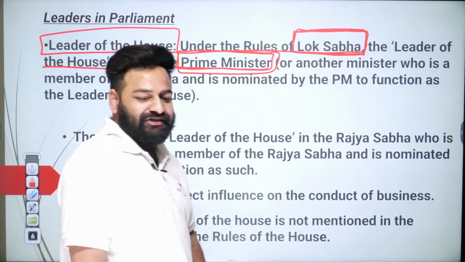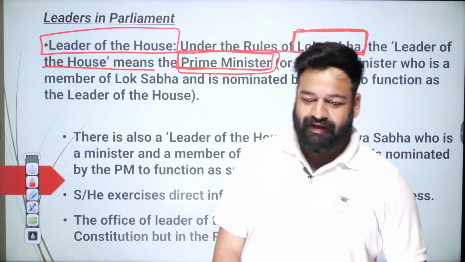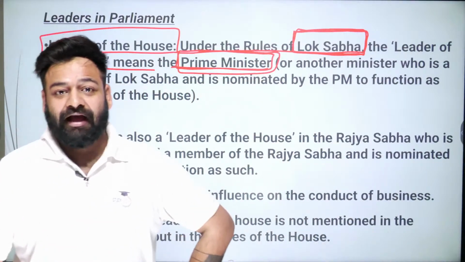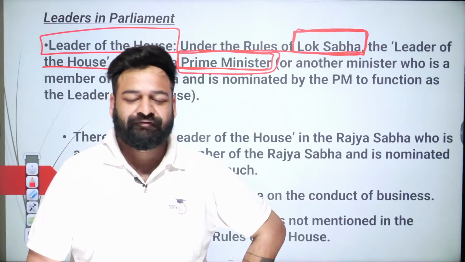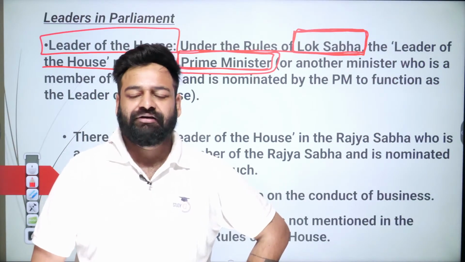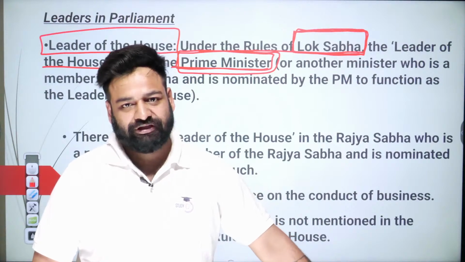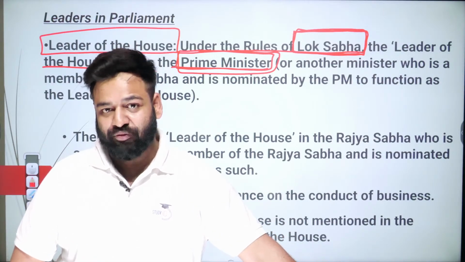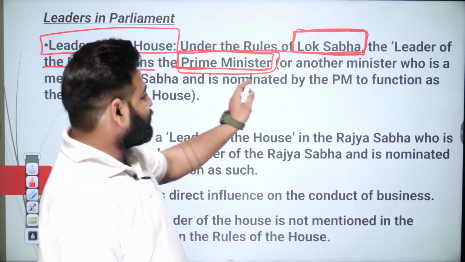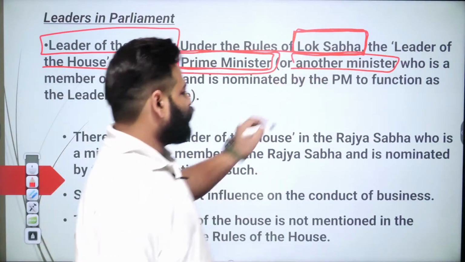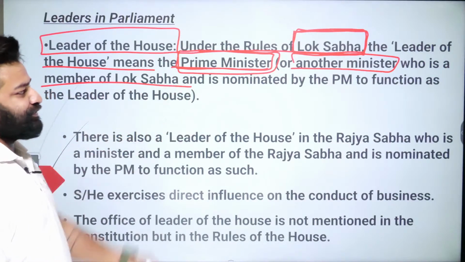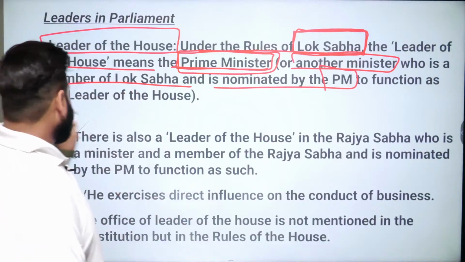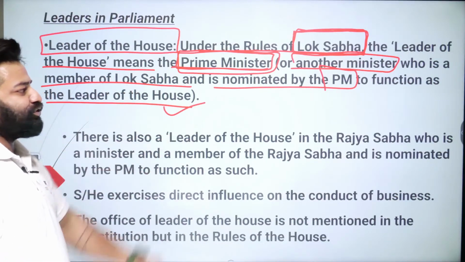If the Prime Minister considers that I am quite busy or occupied in some other tasks, and it might not be comfortable or easy for me to also perform the role of the leader of the Lok Sabha or the leader of the house, then in that case, what can happen? Any other minister who is a member of Lok Sabha and is nominated by the Prime Minister to function as the leader of the house can be chosen.